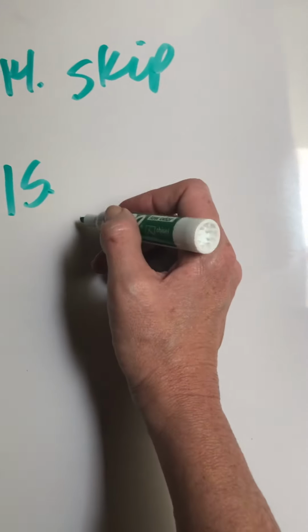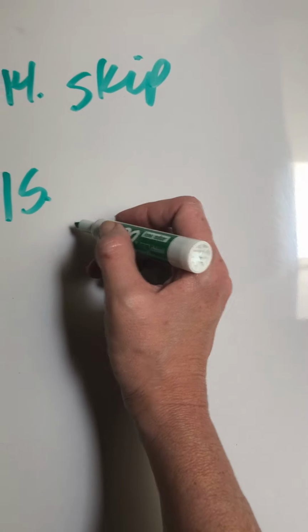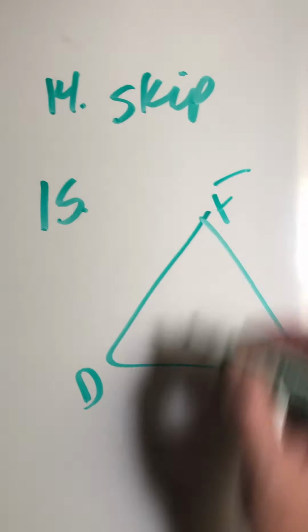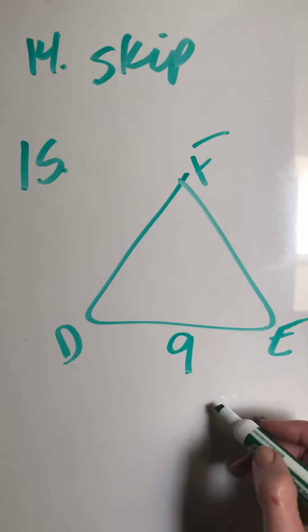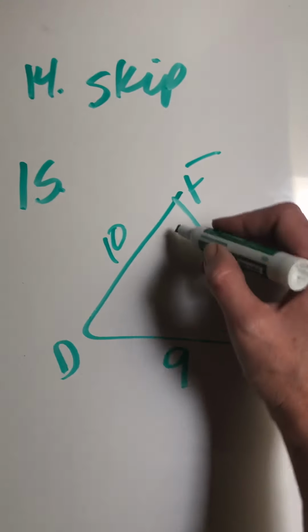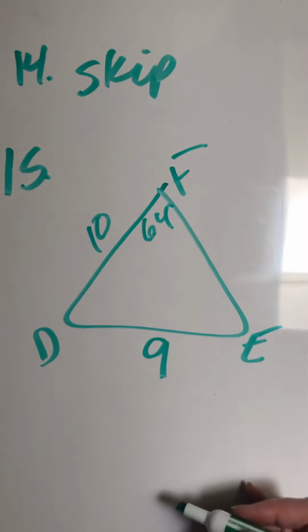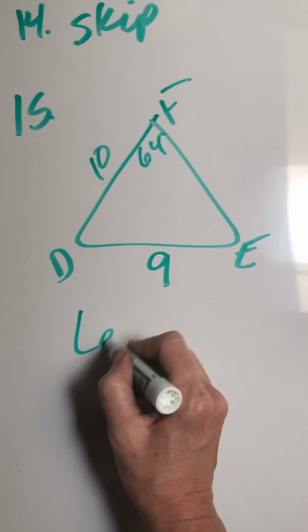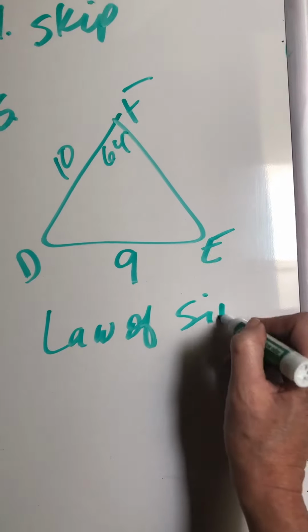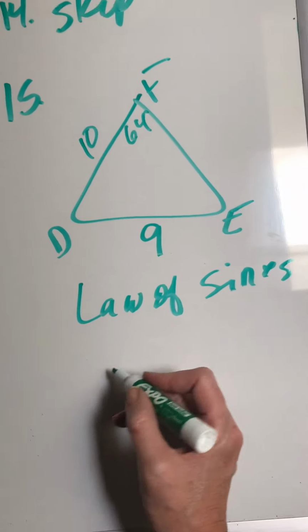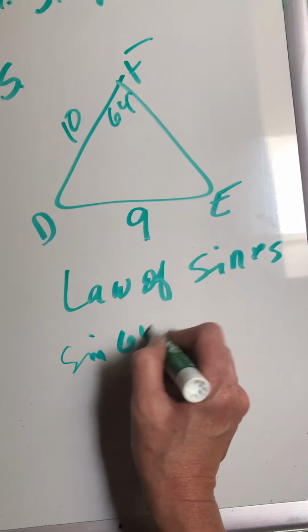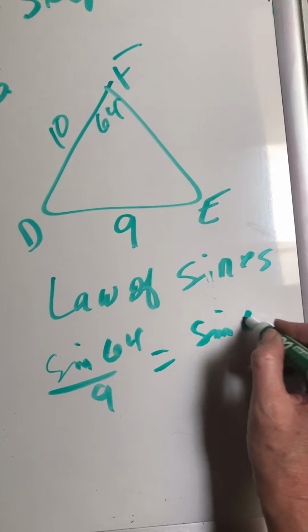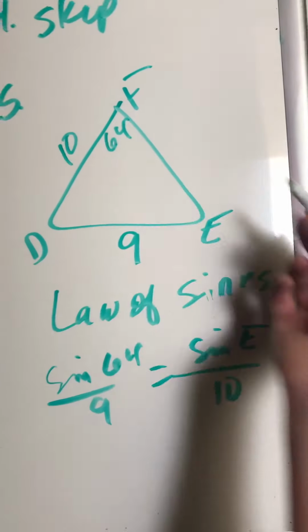Number 15, you are given triangle DEF. So I'm going to go ahead and put this on here. Triangle DEF, where DE is 9, DF is 10, angle F is 64, and you want E. Okay, this is law of sines again. We're going to set up a proportion. We want angle E, so I can do sine of 64 over 9 equals sine E over 10, because I have the side across from E.